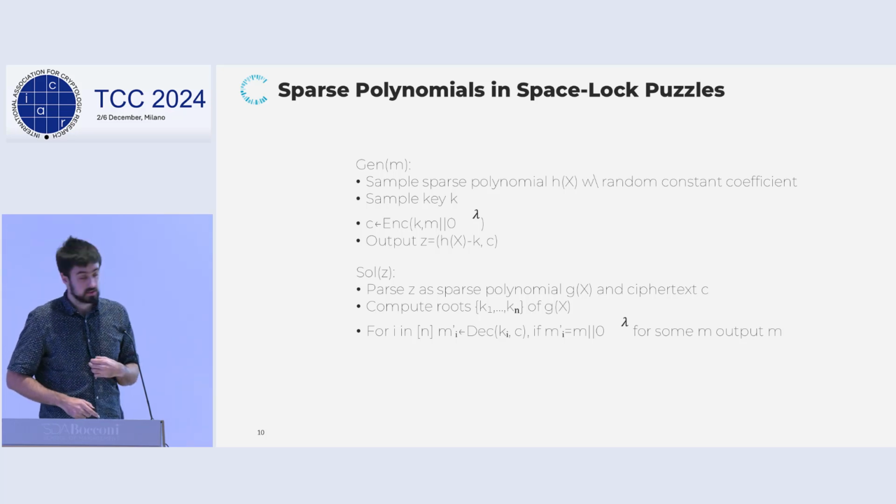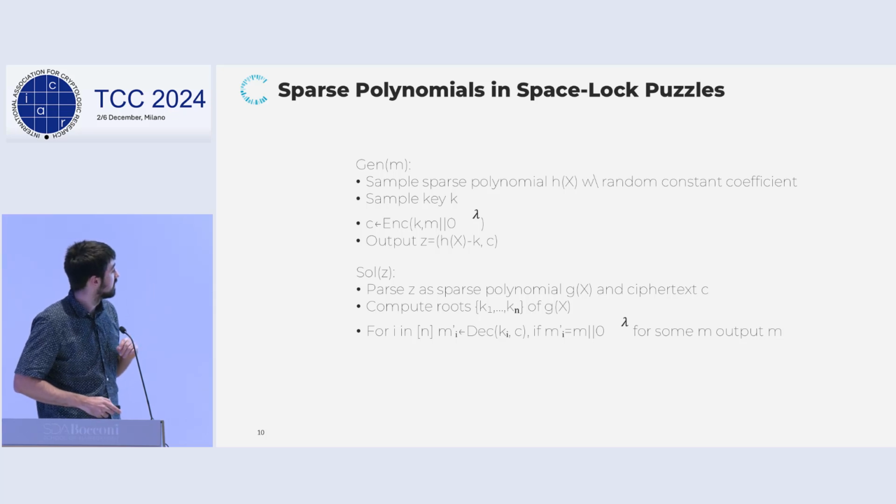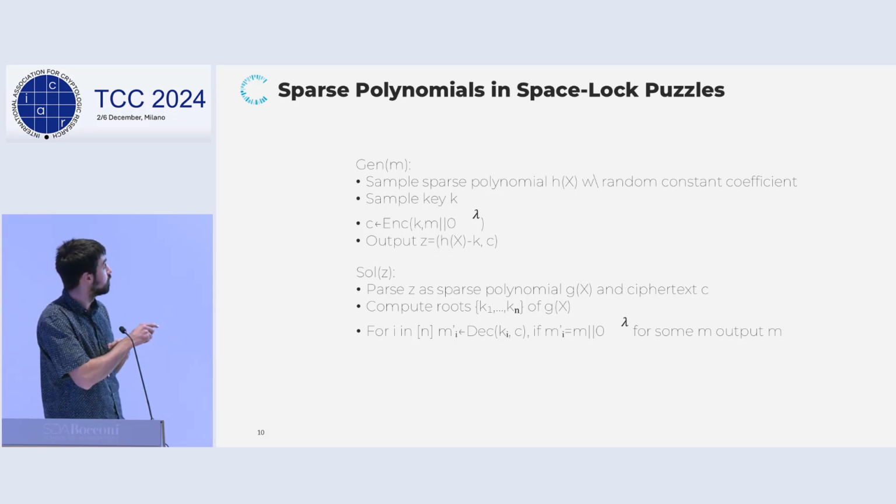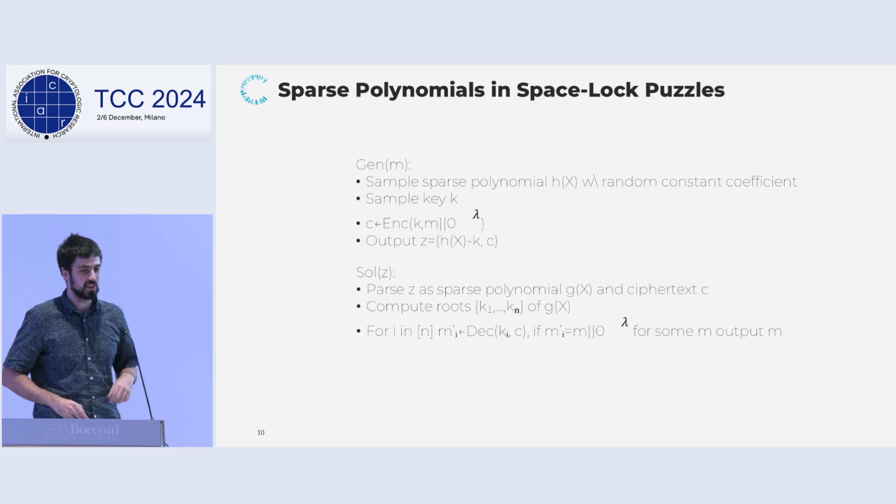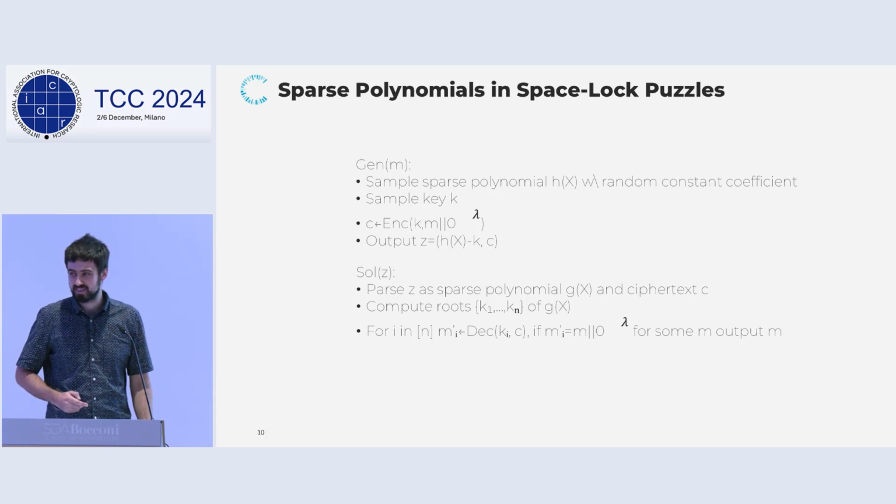Okay, so this is already it. So now I hope you know what space lock puzzles are, what verifiable space-hard functions are, and root finding in sparse polynomials. Okay, thank you.